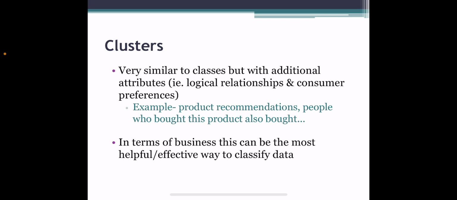Example, product recommendations. People who bought this product also bought another product. It's like a relation between some different stuff. In terms of business, this can be the most helpful, effective way to classify data.